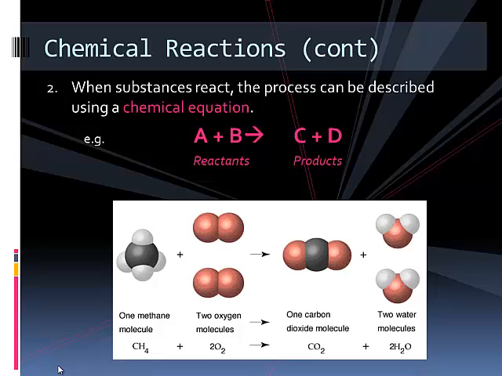Now, chemical reactions have to be written and represented so that we can communicate them in an easy way from one person to the next. And in order to do that, we use a chemical equation. In chemical equations, we always write the reactants on the left-hand side, the products on the right-hand side, and an arrow goes in between them to indicate that there has been a change, or in other words, to say the word yields.